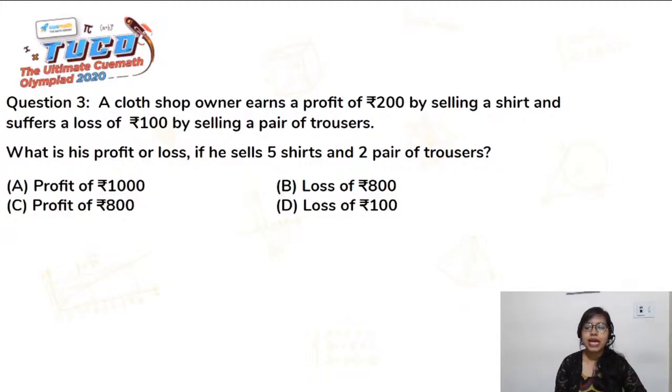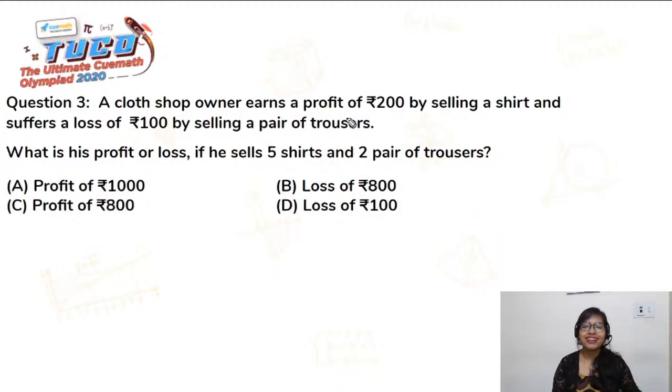Let's quickly check what's happening here. A clothes shop owner earns a profit of rupees 200 by selling a shirt. What do you mean by a profit? A profit is something which a shopkeeper is gaining. Gaining as in, for whatever amount he has purchased the shirt for, he's selling it for a higher price. Let's say that I've got my pen for 5 rupees, but I'm selling it for 10 rupees.